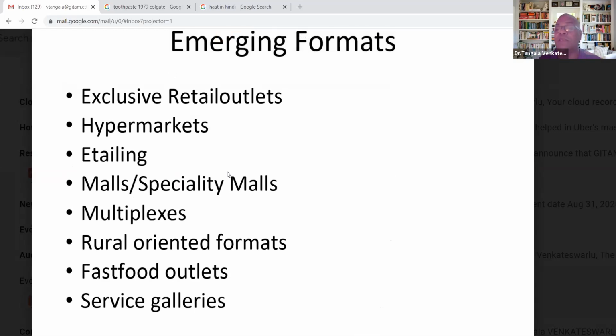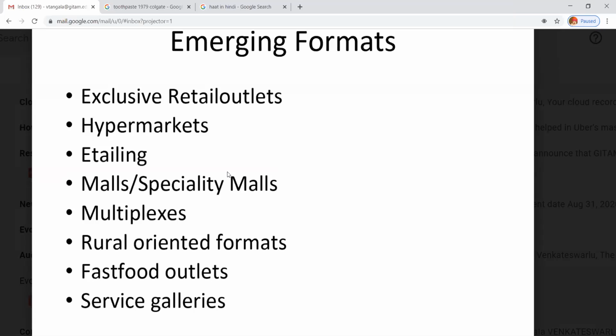Exclusive retail outlets. What are exclusive retail outlets? All of you know Peter England brand, owned by Aditya Birla Group. So it is called as exclusive outlet. They sell only Peter England brand shirts, trousers. And you might have seen these exclusive outlets. Initially, they were confined only to bigger cities. Now you see them even in smaller towns.